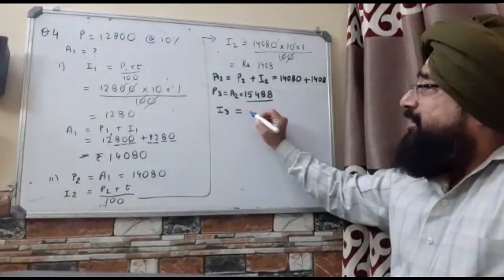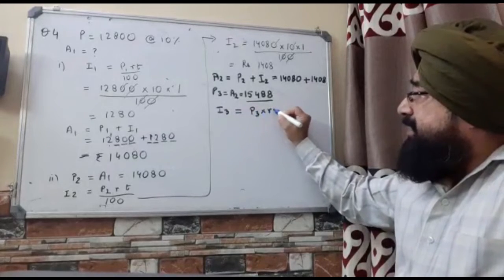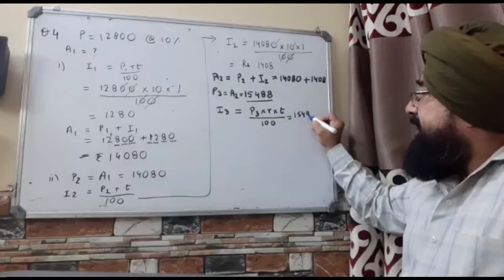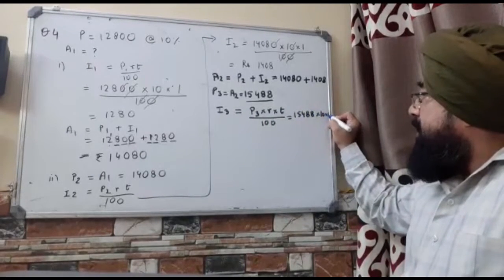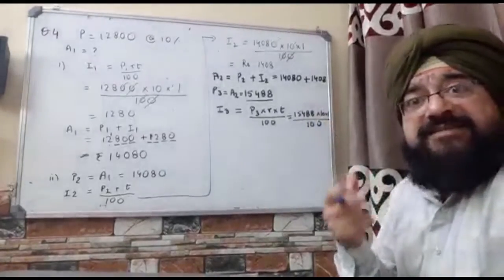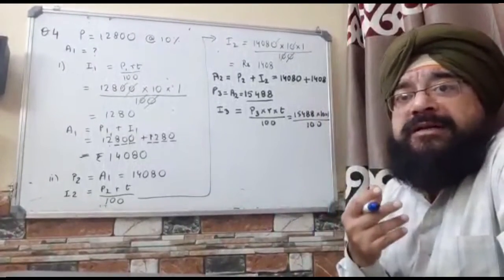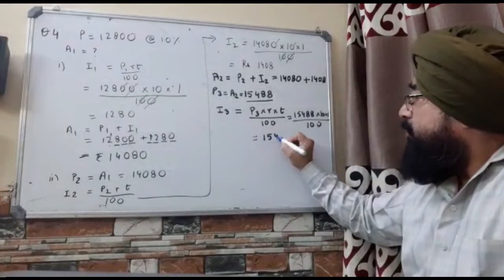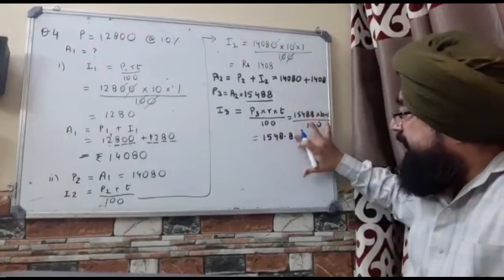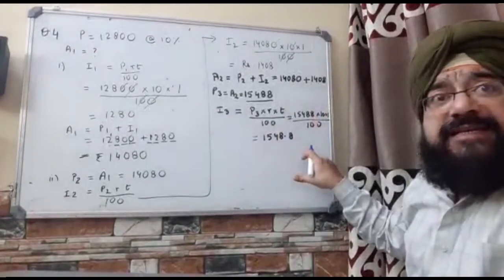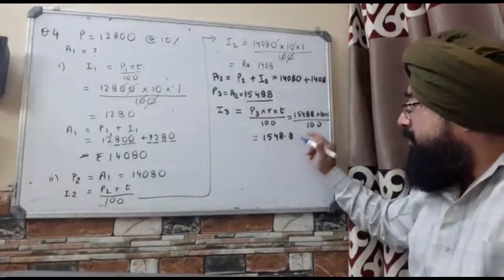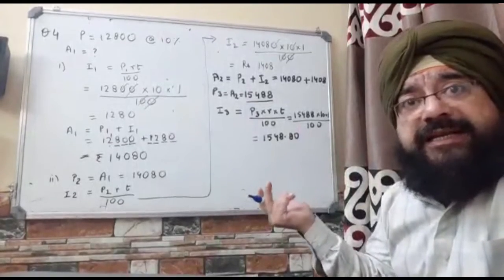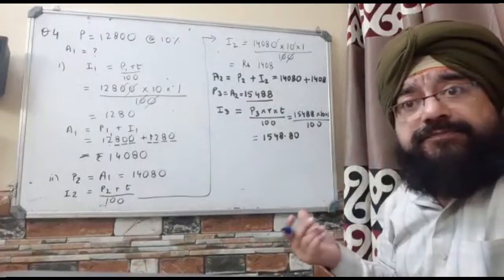So interest for the third year is now P3 into rate into time upon 100, and that is 15488 into 10 into 1 upon 100. And see how convenient this 10% rate is actually. If you need to learn, keep the rate 10%. How easy that is. And that you have calculated as 1548.80. When I say 0.8, this is a mistake where the students say it. When it is 0.8, always make it 0.80, because 0.8 is actually 0.80.